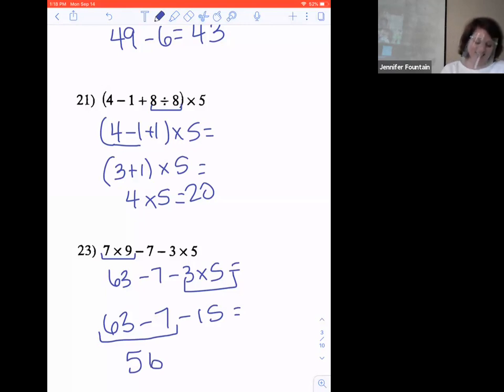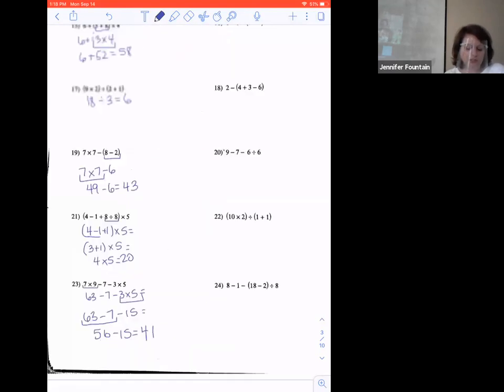$56. Okay. Minus 15. 56 minus 15 will be 41. Any questions about order of operations? Okay, so let's look back.